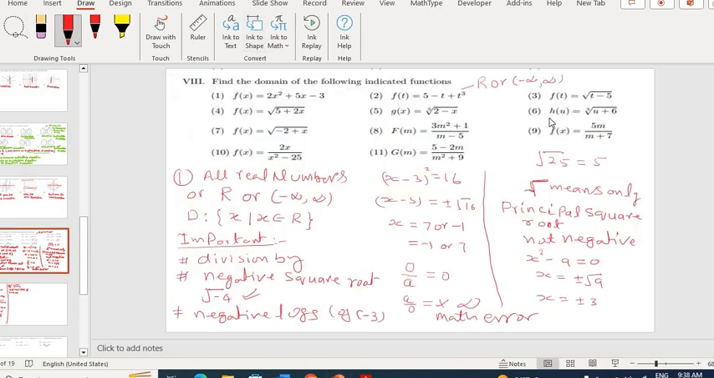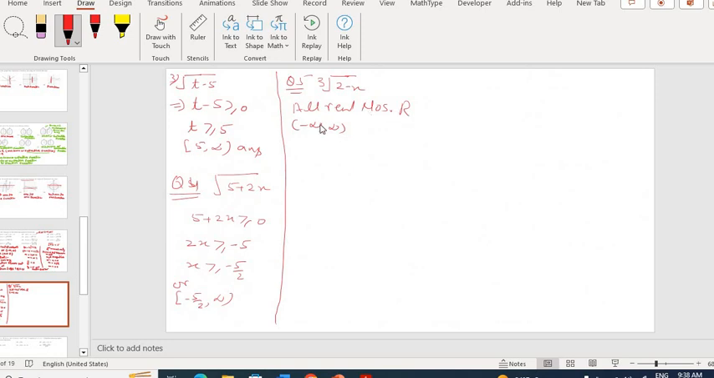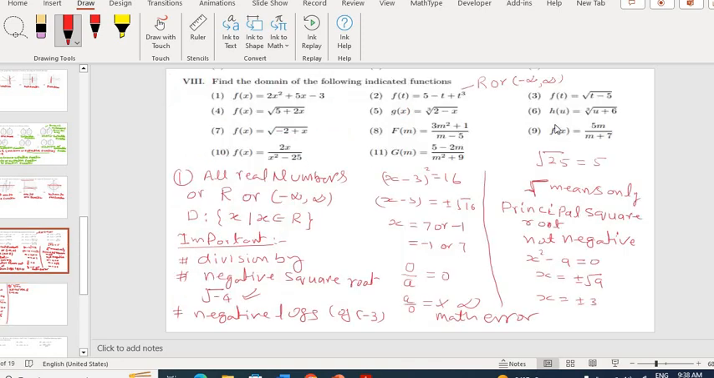Similarly, we can write the answer of question number 6 because it is covered with cube root. So all real numbers, or capital R, minus infinity to infinity, the answer of question number 6.